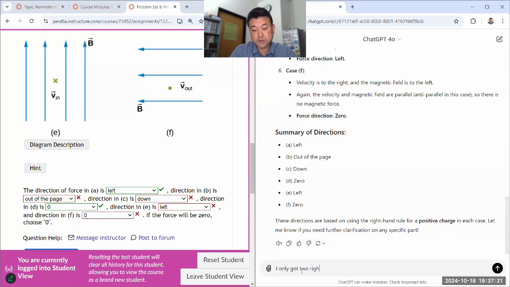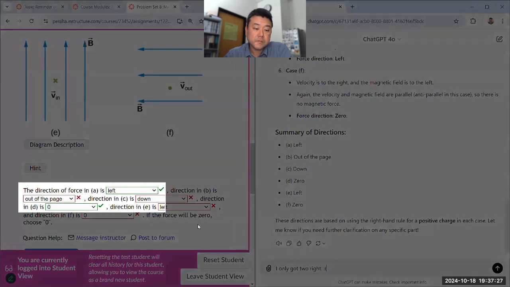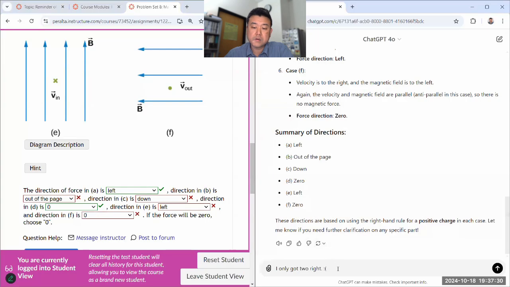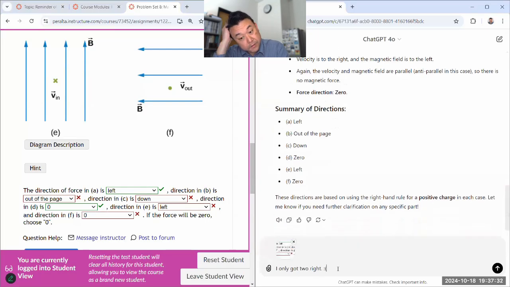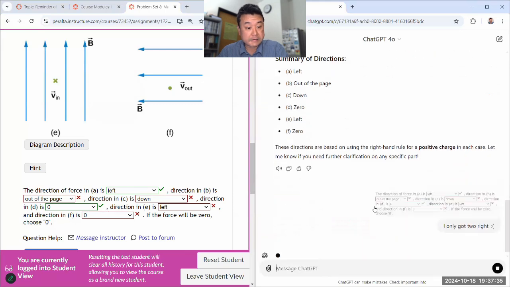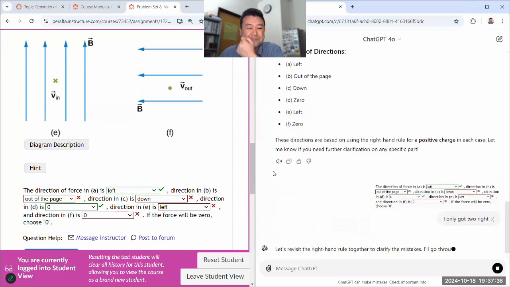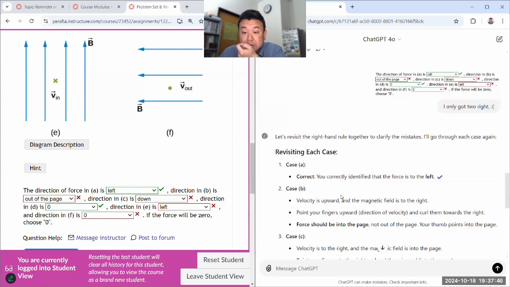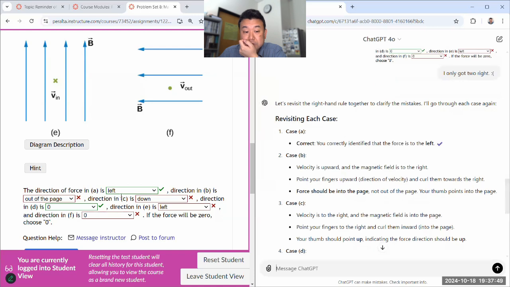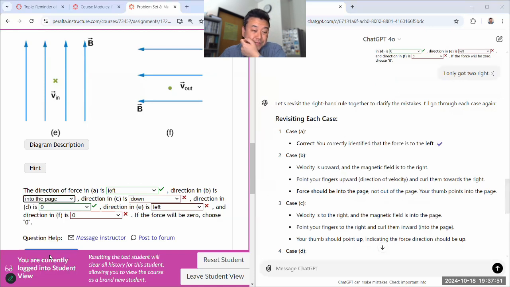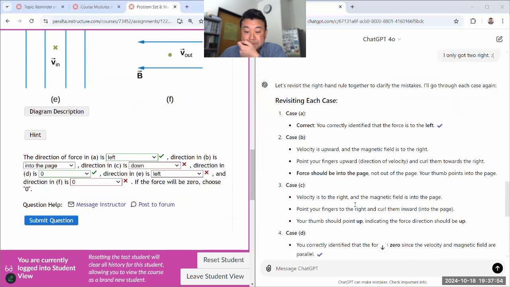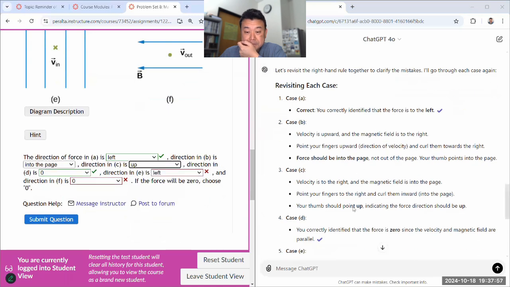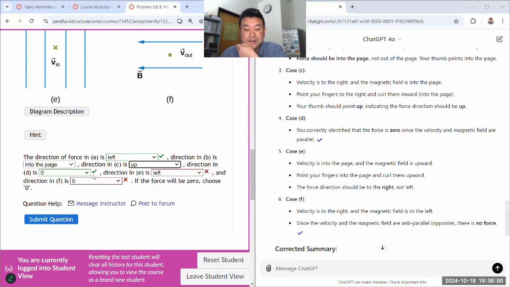It only got 2 right. I wonder, yeah, if it can correct itself, that would be great. If not, I'm gonna give it a little bit of a nudge by saying, okay, corrected, okay. First should be into the page. I mean, it's one or the other, you know, if you got the thing wrong. Should be up, okay. Yeah, I mean, it's weird. Why didn't it get it right the first time?